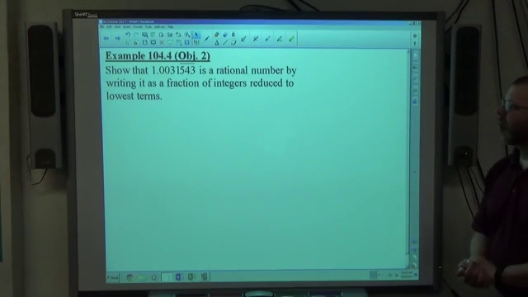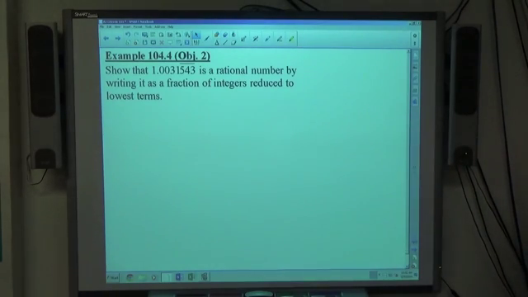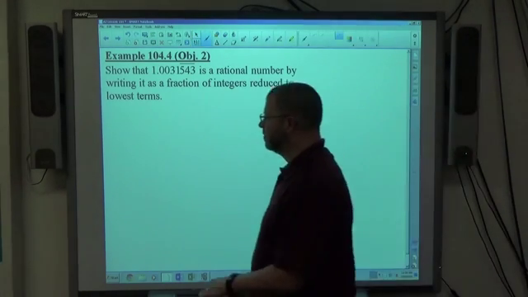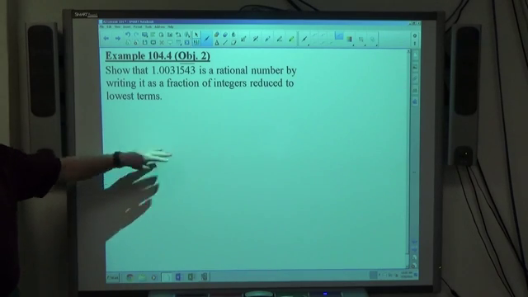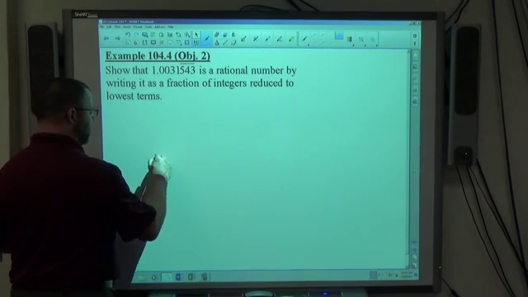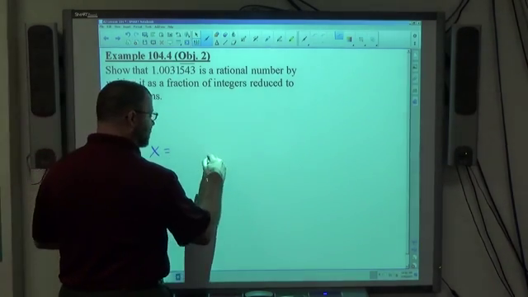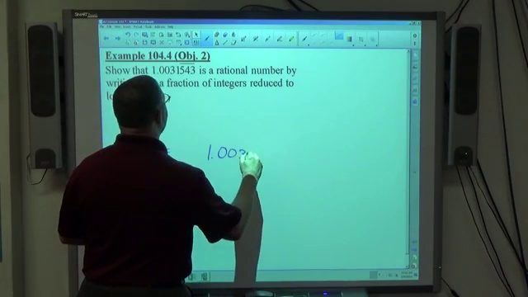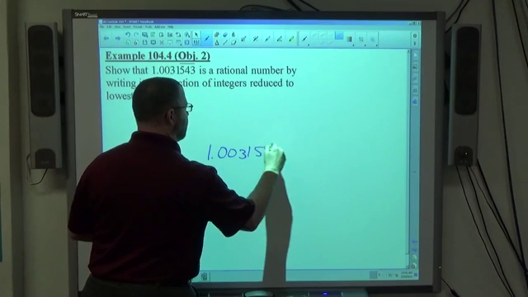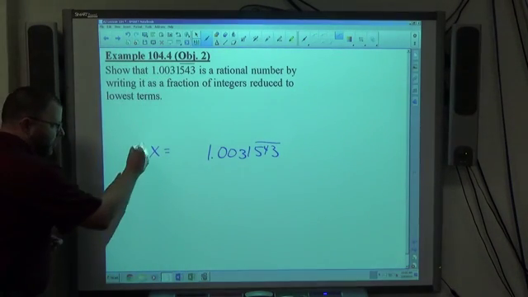Example 4. Show that 1.0031543 with the 543 repeating is a rational number. So, once again, write nothing. Line below that, write x equals, a little bit of space, 1.0031543 with the 543 repeating, and put a 1 in front of the x.